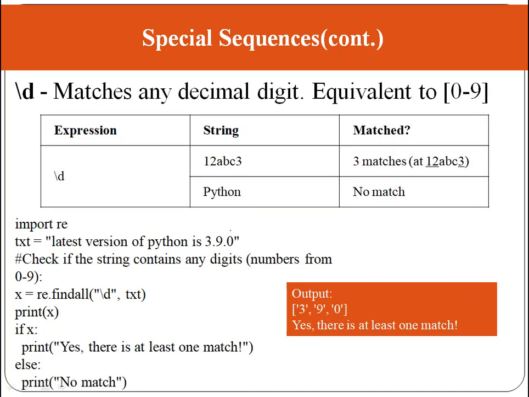Then slash d, so the digits should be there. So here there is a match because digits are there. Here there is no match because the digits are not there. And this is how you are using it in the programming.